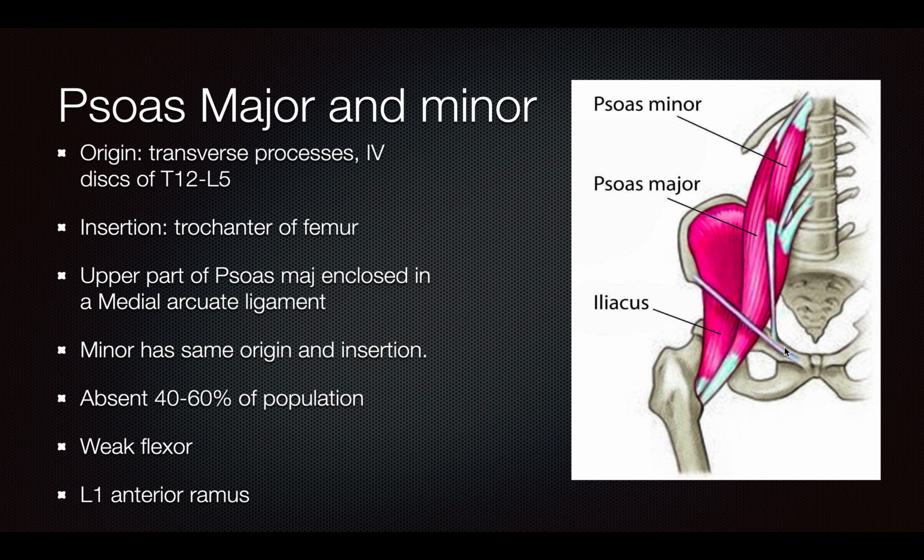And then this is not really a notable muscle because a good percentage of the population does not have it. Both the psoas major and minor work as a weak flexor. And these are more like supplemental muscles. It just helps the more important muscles in the flexion of the trunk or flexion of the hip. It's innervated by the L1 anterior ramus.